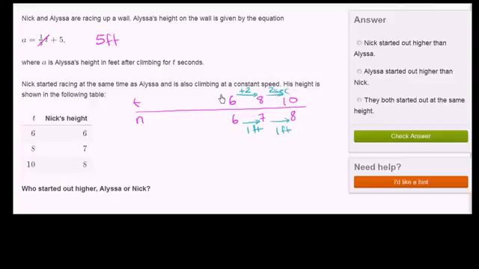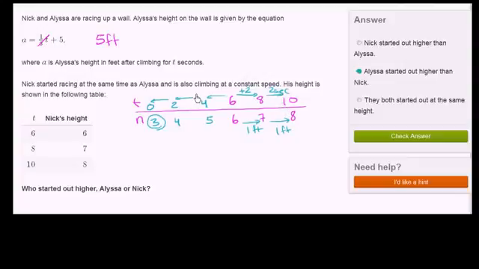So you could go backwards. If we take away 2 seconds to 4 seconds, he will decrease in height by 1 foot. If we go back another 2 seconds, he will decrease in height by another 1 foot. The reason why we can say this is because we know he's climbing at a constant speed. So if we decrease by another 2 seconds to our starting time, then he would have been 1 foot lower, so he would have been at 3 feet. So just like that, we now know at time equals 0, Nick's height is 3 feet in the air. So Alyssa started out higher than Nick. So this right over here would be the correct answer.